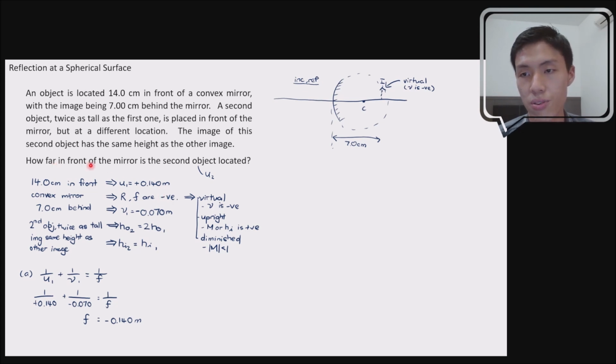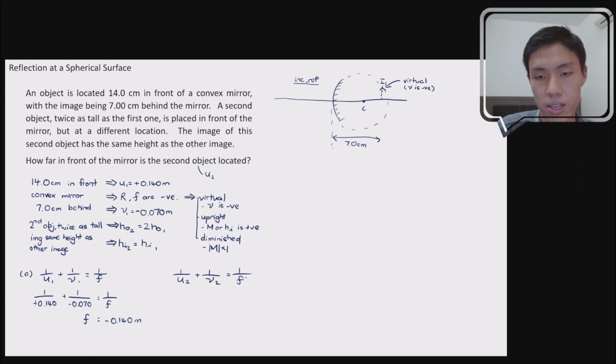We're interested in how far in front of the mirror the second object is located. So for the second object, we're interested in U2, right? We might need to use the focal length that we determined to find U2. This will involve using the mirror equation again, but this time for the second scenario. So 1 over U2 plus 1 over V2 is equal to 1 over F. We have the focal length, that's correct.